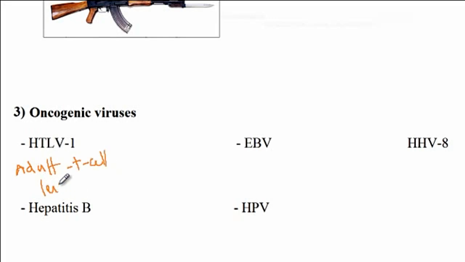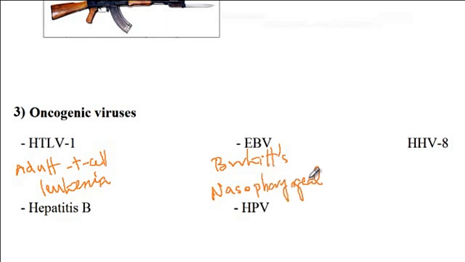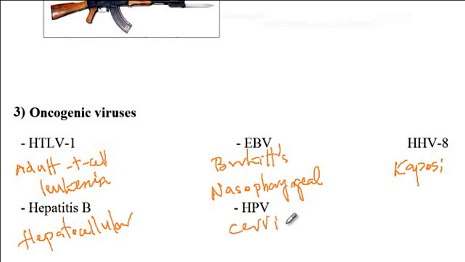T-cell leukemia or lymphoma. Epstein-Barr virus can lead to Burkitt's lymphoma as well as nasopharyngeal carcinoma. Human herpes virus 8 can lead to Kaposi sarcoma, and this condition is more seen in AIDS and immunocompromised patients. Hepatitis B can lead to hepatocellular carcinoma, and then human papillomavirus can lead to cervical cancer.